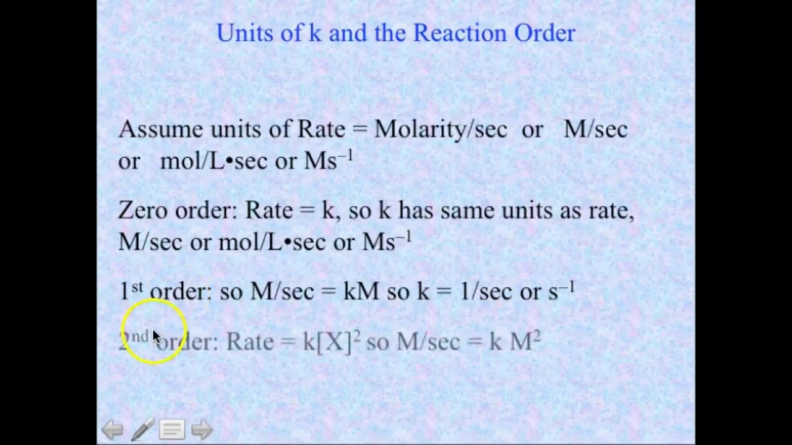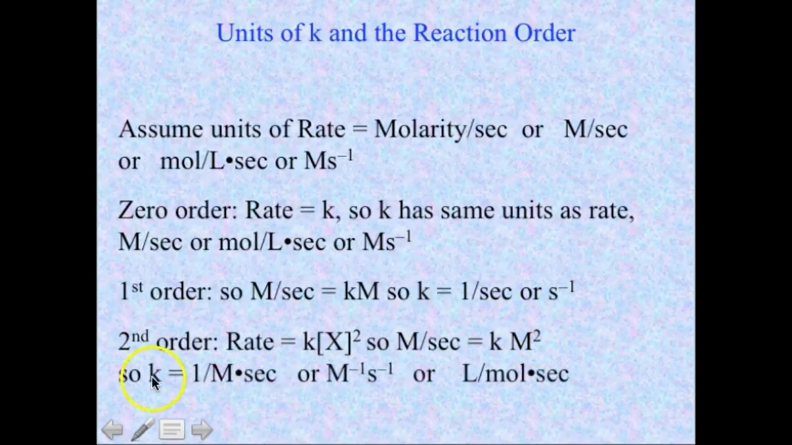overall reaction. Second order, we have rate equal the rate constant times the concentration of a substance squared. So rate, which is molarity per second, then equals K times molarity squared. And if we work that out, K in this situation is going to equal 1 over molarity times seconds, or capital M minus 1, seconds minus 1, or liters per mole seconds. So these are units of K that can tell you what the overall order of the reaction is.